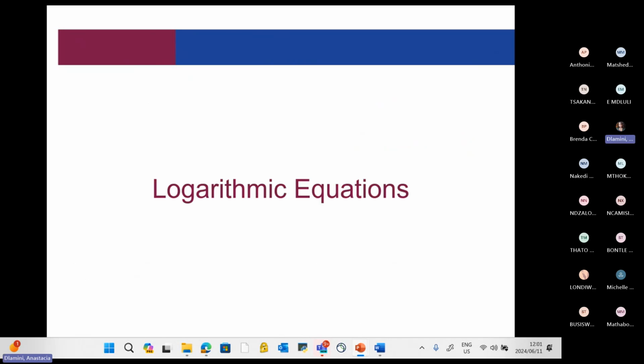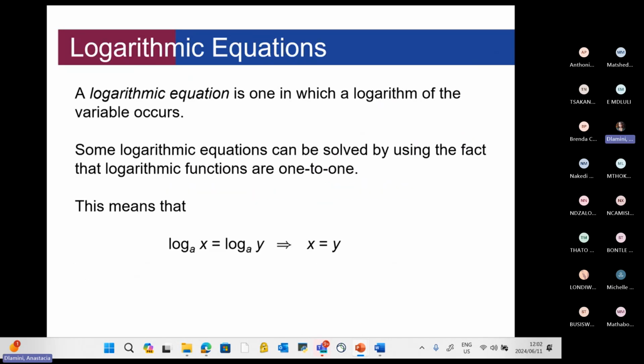Now let's come to logarithmic equations. They say a logarithmic equation is one in which a logarithm of a variable occurs. It makes sense, doesn't it? Now they say that some logarithmic equations can be solved by using the fact that logarithmic functions are 1-to-1. That means if you say log of x base a is equal to log of y base a, it means that x has to be equal to y.